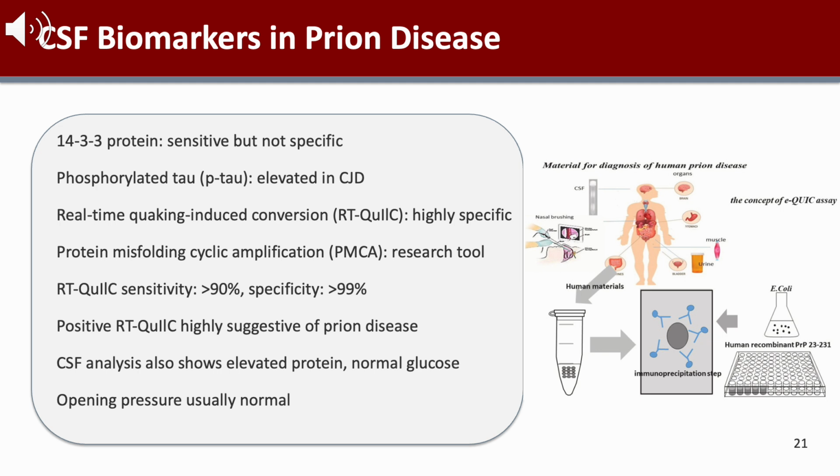The most significant advance in recent years has been the development of the real-time quaking-induced conversion assay, or RT-QuIC. This test detects the presence of misfolded prion protein in the cerebrospinal fluid with extraordinary sensitivity and specificity. A positive RT-QuIC test is highly suggestive of prion disease and has revolutionized diagnosis. Protein misfolding cyclic amplification is a similar technique that is currently used primarily in research settings. Standard CSF analysis typically shows elevated protein with normal glucose, and the opening pressure is usually normal.